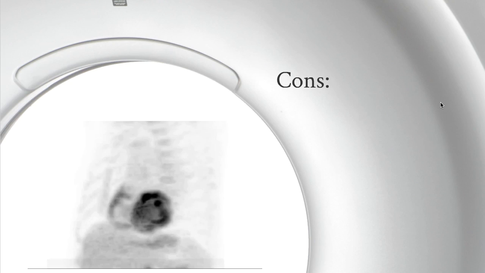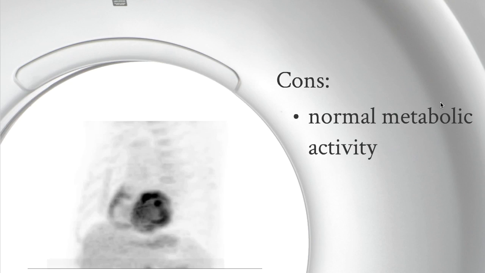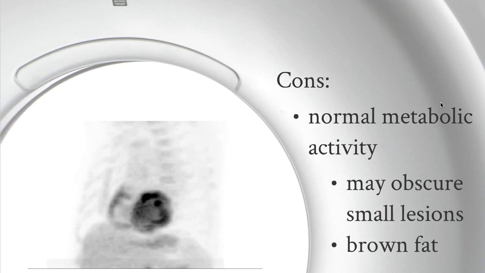One of the cons is also metabolic activity. With normal metabolic activity of the heart, if we're using glucose metabolism and we're trying to look at a mass that's also using glucose, well, we're going to have a problem. So we need to try to suppress the glucose activity when looking for involvement in the myocardium, so shift the metabolism of the myocytes to fatty acid metabolism by giving the patients bacon, which is the only time you ever get to order bacon for your patients. Also, it may obscure small lesions, and we have the problem with brown fat, which is high metabolic fat, which can take up FDG.